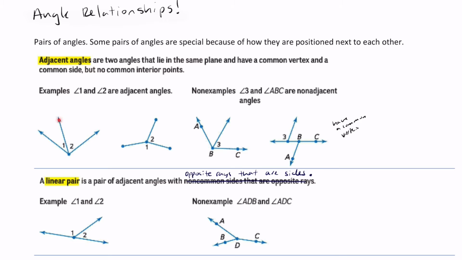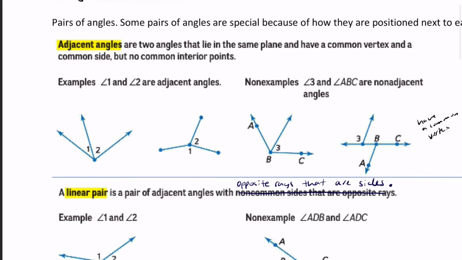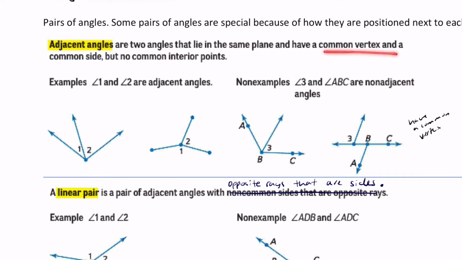They are adjacent because, number 1, they have a common vertex. And number 2, they have a common side. So this is the side over here, and that's what these two angles share, right? So here's angle 1, and then here is angle 2. You can see that this is the side that they share, and this is the vertex that they also share. So therefore, these are two adjacent angles.